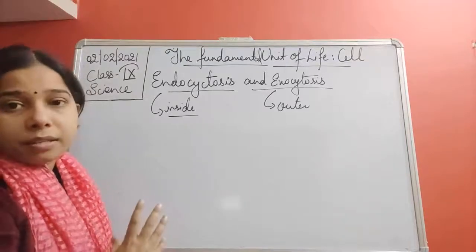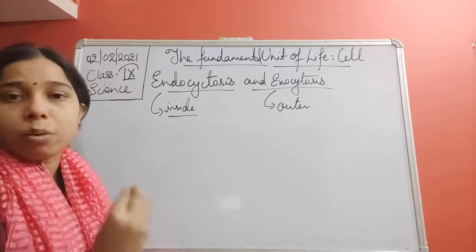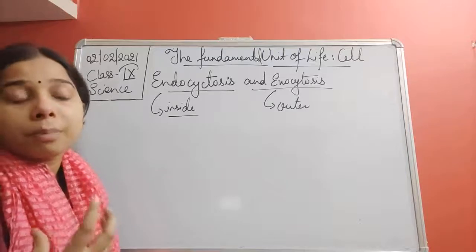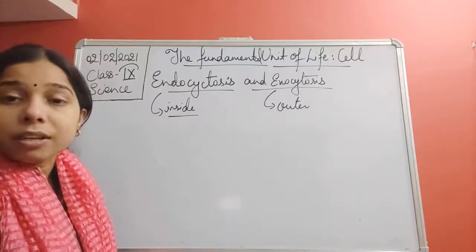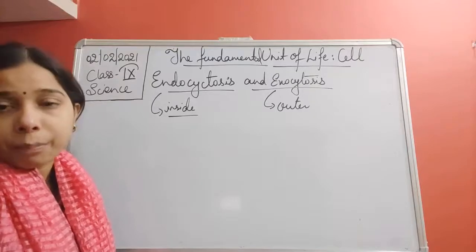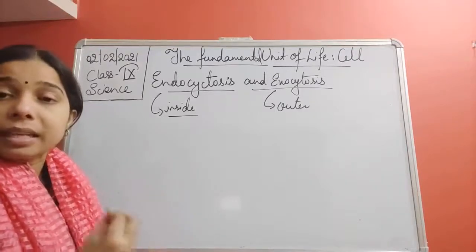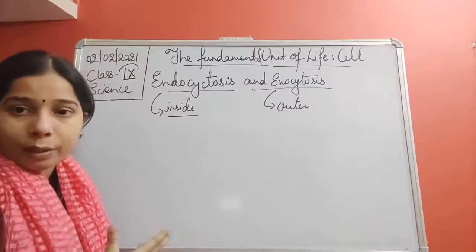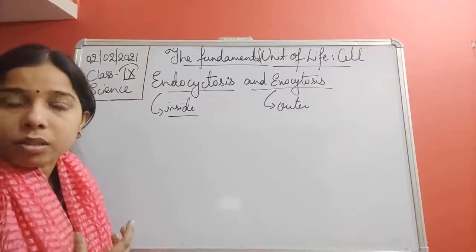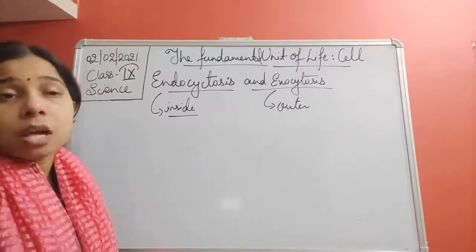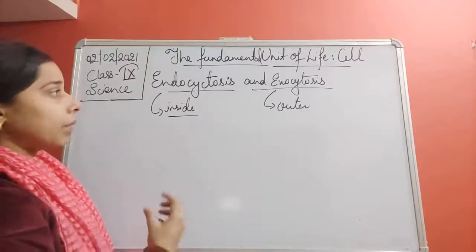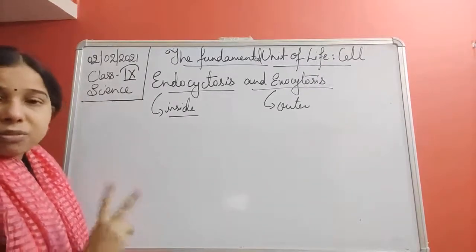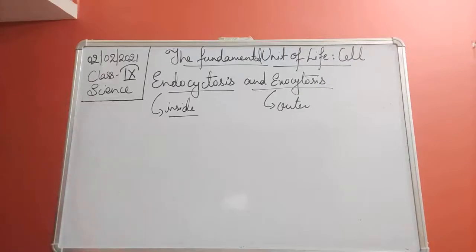So whenever the question is asked, what do you understand by phagocytosis, students? You will write that phagocytosis is a type of endocytosis in which a food particle is allowed to come inside the cell membrane. What about pinocytosis? In pinocytosis, liquid material is allowed to come inside the cell membrane. So this is the difference between phagocytosis and pinocytosis.